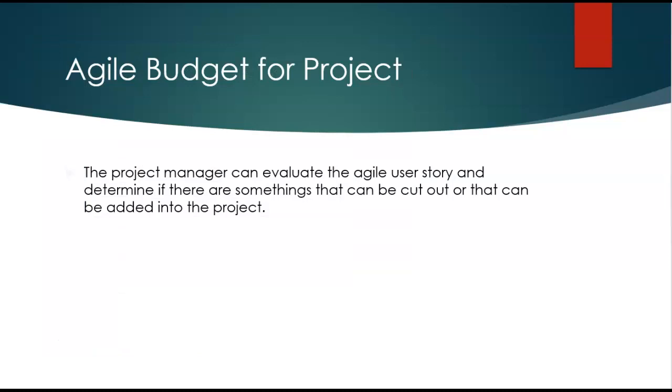The ideal budget for this project: the project manager can evaluate the ideal user story and determine if there is something that can be cut out or added to the project. Throughout my list, while I was creating this, if there was something the owner wanted that wasn't on my list, I can add that for later on. Or it could be cut out, or we could do a process of elimination. If she wants one thing, but she wants the other and they conflict with each other, she could pick and choose what she wants.